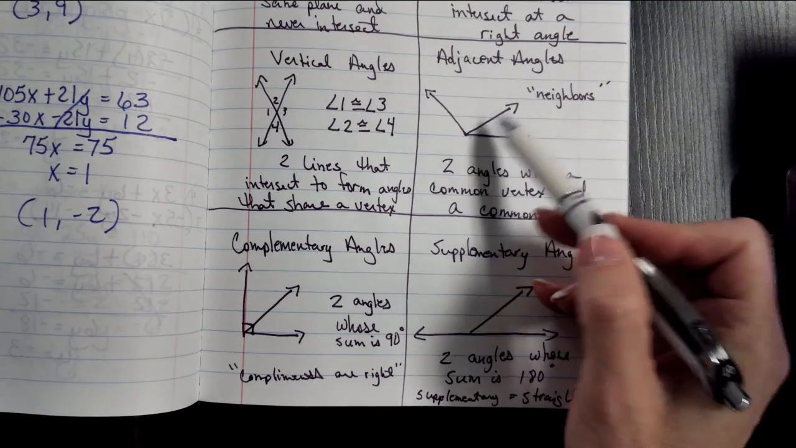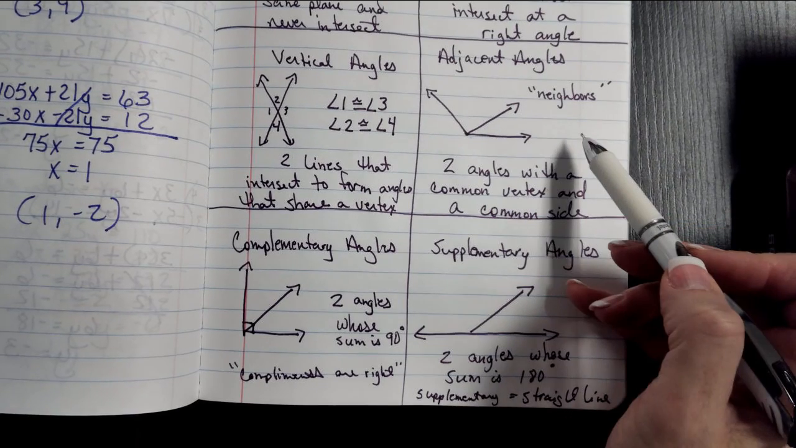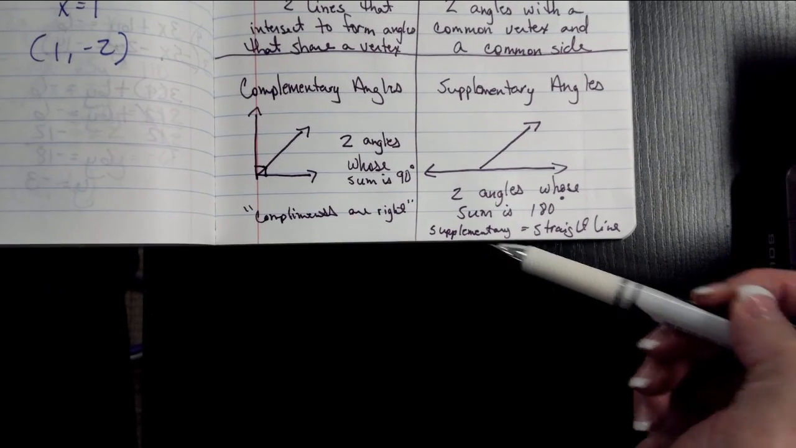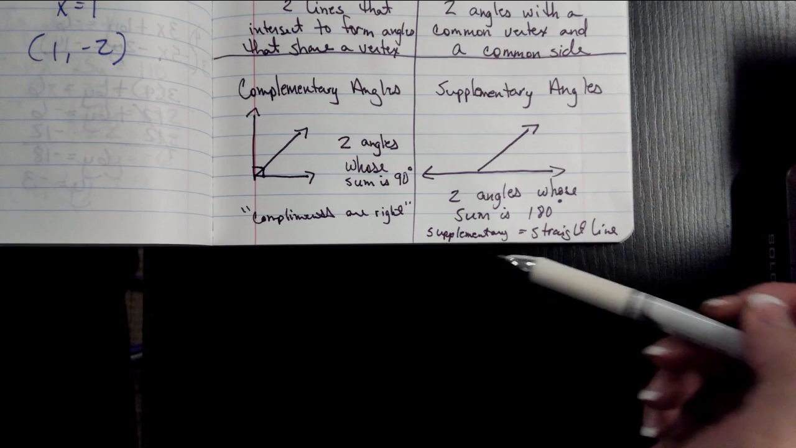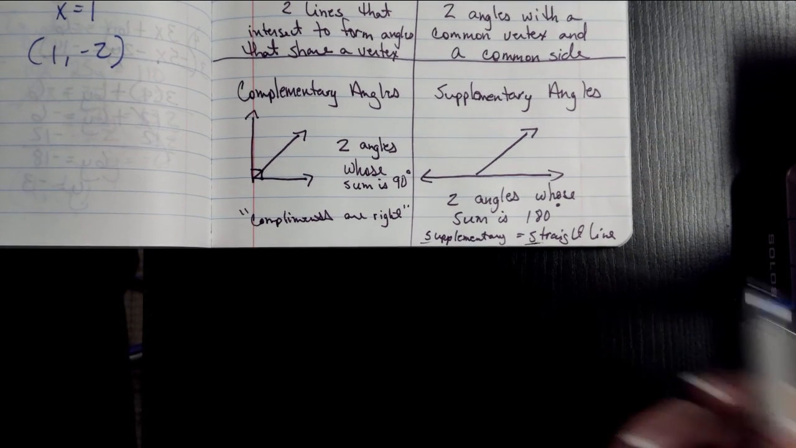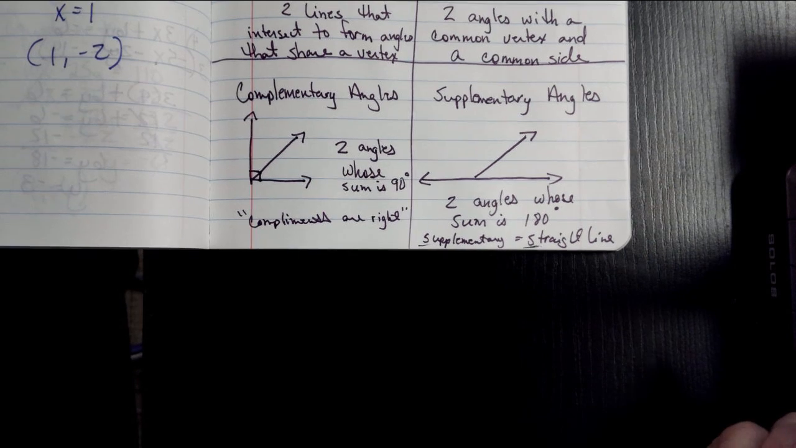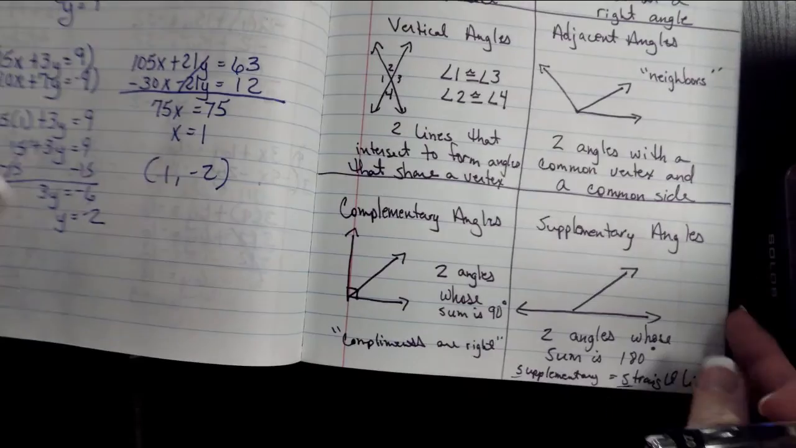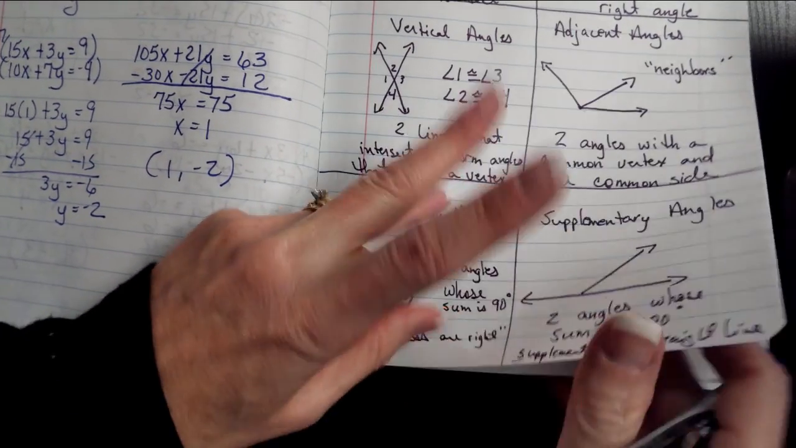And then also I mentioned on adjacent angles, did she talk to you about those or neighbors? She did? Okay, good. And then supplementary, I just remember the S and the S, supplementary and straight line. Supplementary angles, and they form a straight line. So she did mention that, okay. Good. All right, so keep those things in mind.